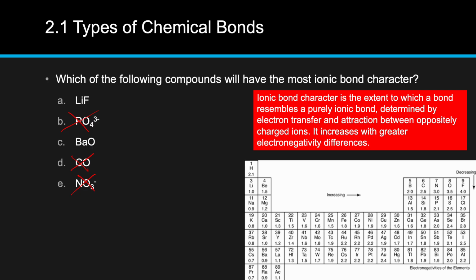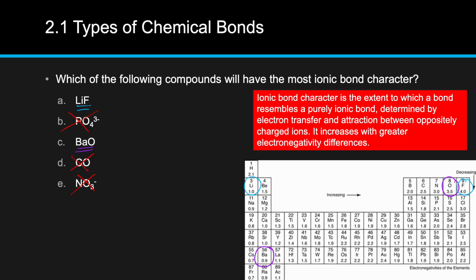So this is a past AP test question, and 3 of the options were immediately canceled out, and you're down to a 50-50 shot. So now let's compare our 2 ionic compounds, lithium fluoride and barium oxide. So I have circled the elements on the periodic table. Our lithium fluoride is circled in blue, and our barium oxide is circled in purple.